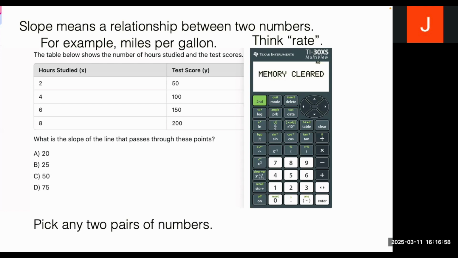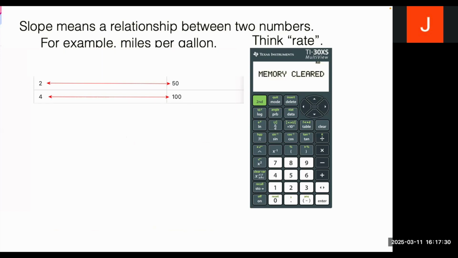So how we do it when it's a table: pick any two pairs of numbers. Now a pair of numbers is like that. 2 and 50 are connected. That tells the story. If you study for 2 hours, you're going to get a 50. So we've got to study more than 2 hours, whatever. So that's one pair of numbers. Now I'm going to pick the second one. I'm just going to pick the first two, smallest numbers, whatever's easy. Try to avoid negative numbers. Doesn't even matter which ones you pick. Just make sure that you connect the pairs, and then ignore the others.